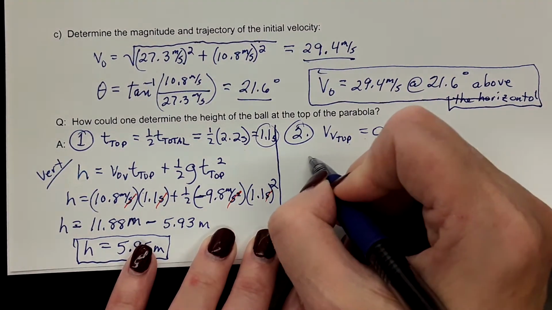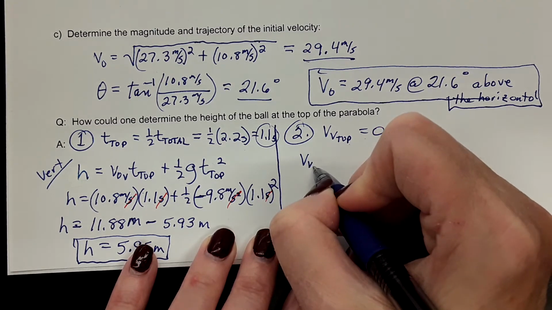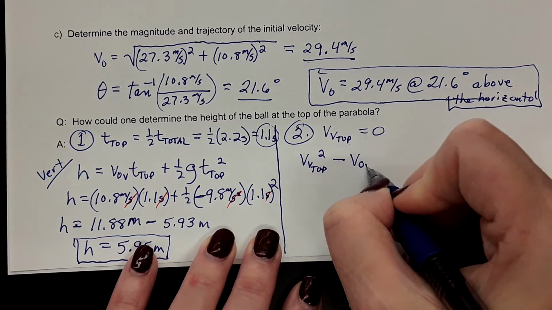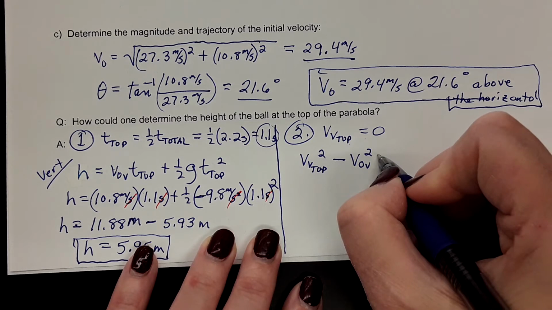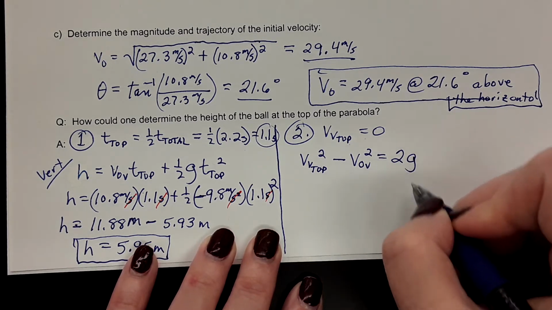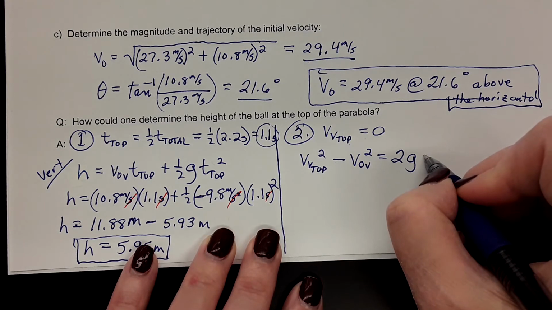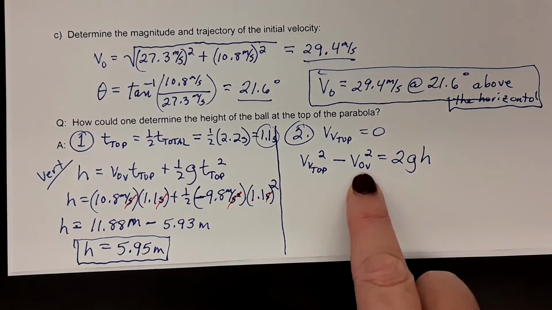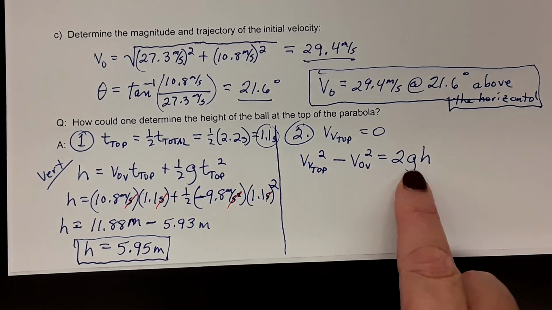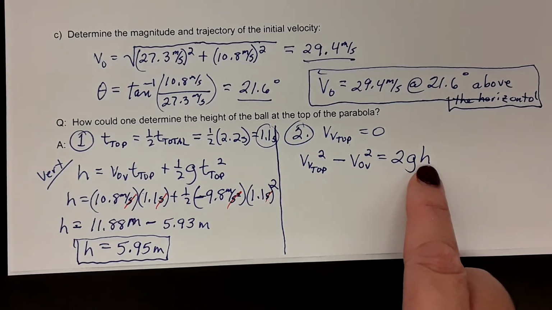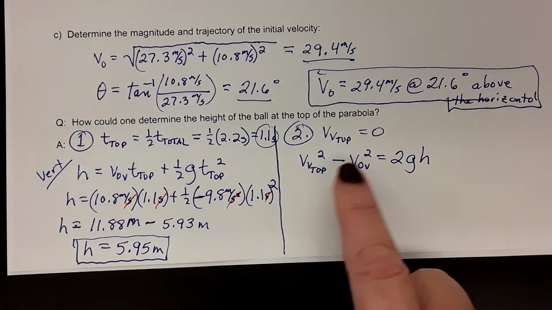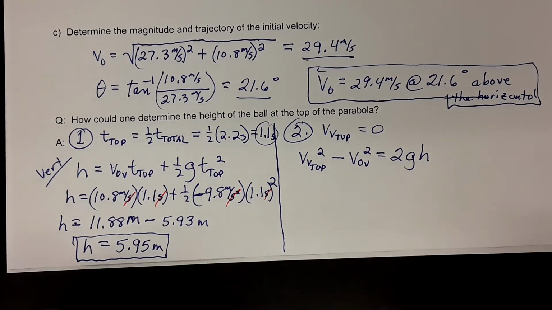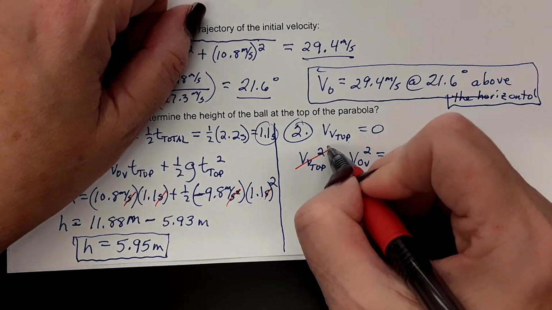So look what I'm going to write now. This is the alternate equation. The vertical velocity at the top squared, that's our final, minus the initial vertical velocity squared equals 2g, because it's vertical acceleration, times h, the distance to the top. So we're going to start with our initial vertical velocity, decelerate to 0, and that's going to tell us the vertical distance between where we had those two velocities, or in other words, the maximum height to the top of the parabola. Okay, so now the vertical velocity at the top is 0.